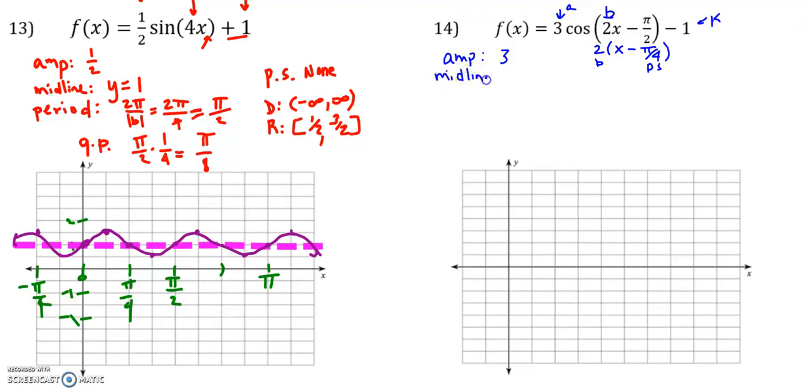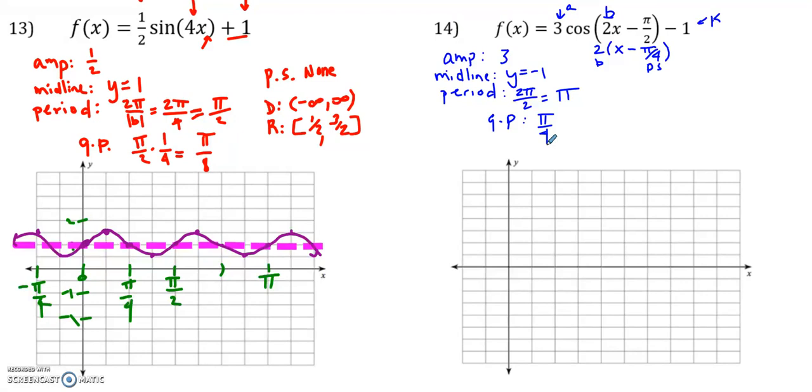All right, so here's my midline. That's at y equals -1. The period is 2 pi over 2. So the period is just pi in this case. There we go. Goodness, it's not writing. And let's see, our quarter period is going to be pi over 4. That was quick. Pi over 4.